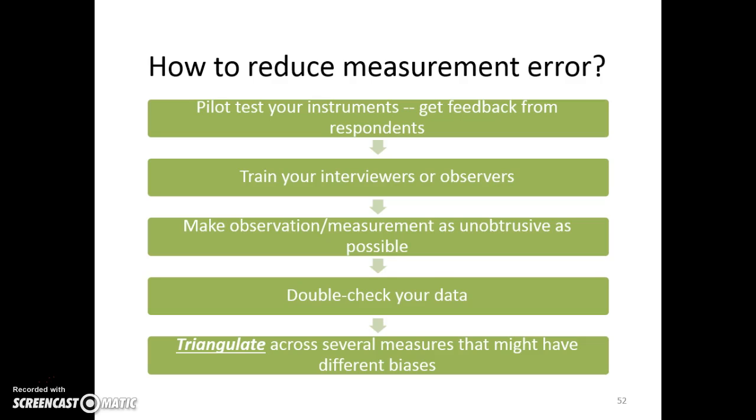You want it to be unobtrusive, so you want to catch people in a natural element. In social work, we're not testing people in a lab. We're testing people in their natural environment, so stay out of their way. Double check, triple check, quadruple check your data to make sure you don't have any miscalculations, and triangulate. That means use different measures. Maybe you have a survey and an interview, or a survey and you observe people, and that gives you a better chance at getting closer to what you're actually trying to measure.